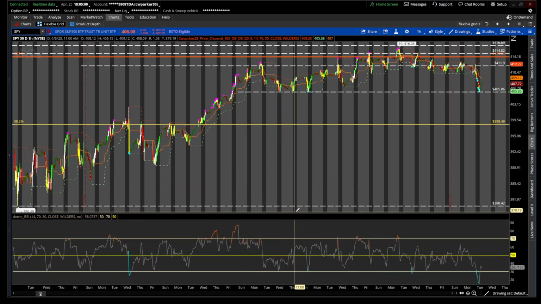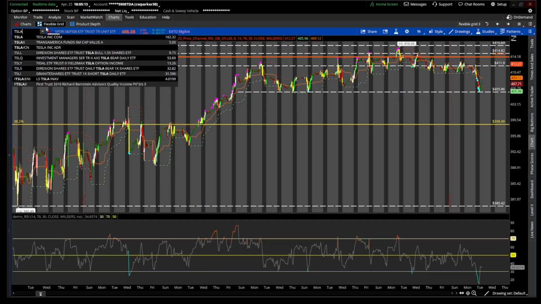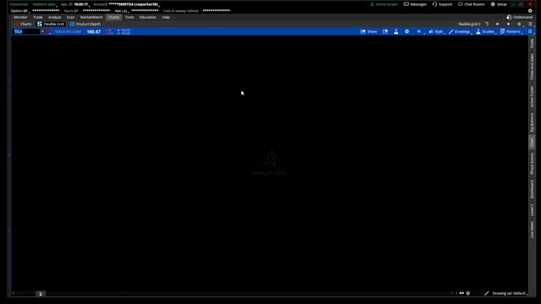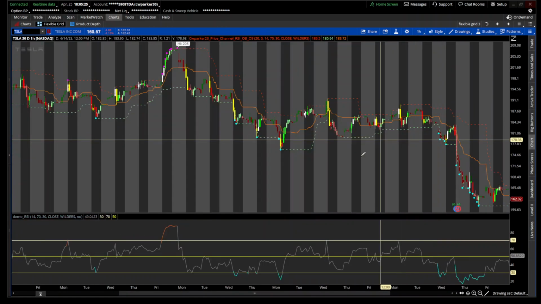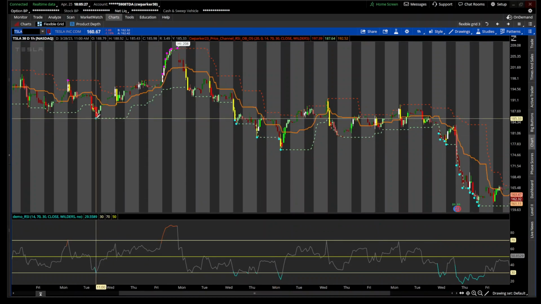Let's see, I'm trying to find another one that would have worked out. For the most part, SPY was in an uptrend, so let's go to another stock. Let's see if we get some better results off of Tesla. And for the most part, it worked out very well right here. You can see you got your signal right here.